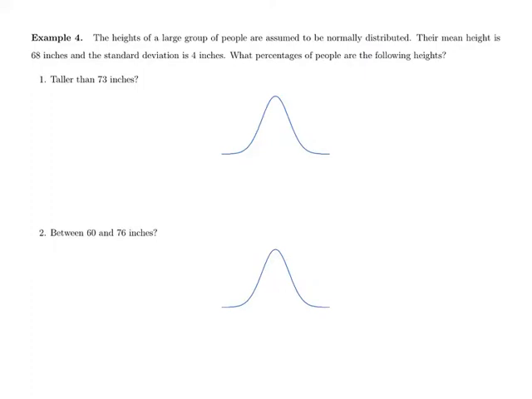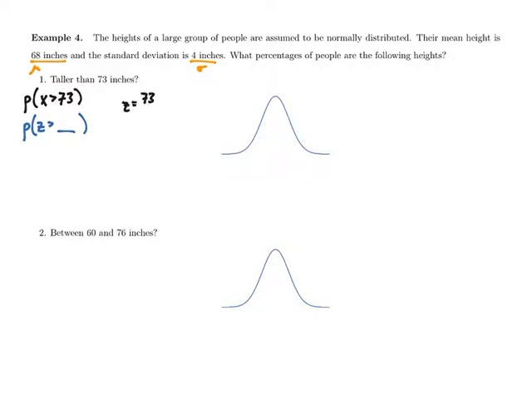All right, the heights of a large group of people are assumed to be normally distributed. Their mean height is 68, and the standard deviation is 4 inches. So the mean is 68, standard deviation is 4. What percentages of people are the following heights? Taller than 73 inches. So we want to find the probability that X is greater than 73. We're going to translate that into the probability that Z is greater than something. We need to find the z-score related to 73.